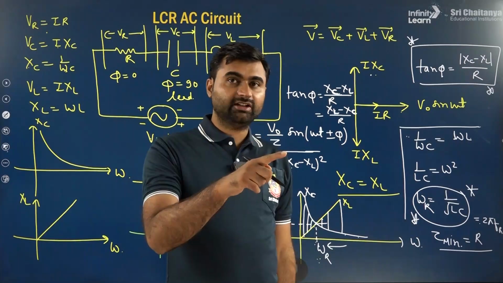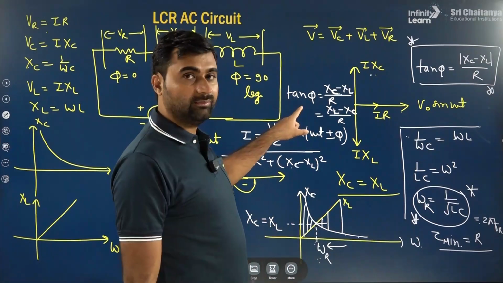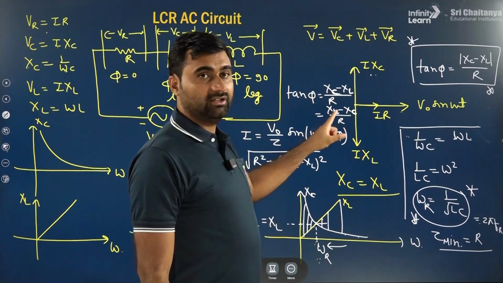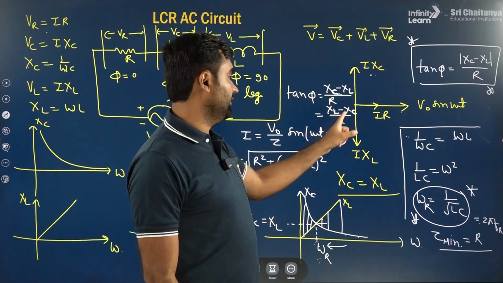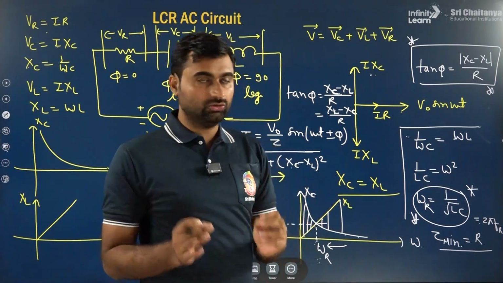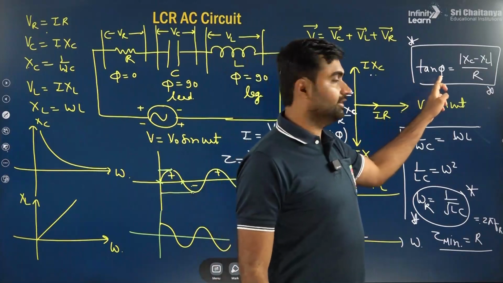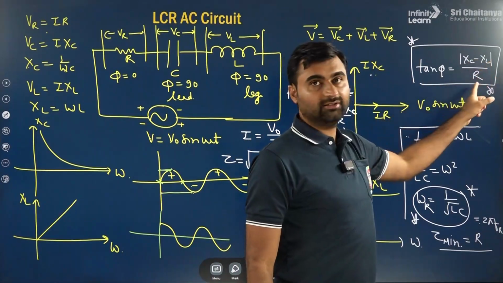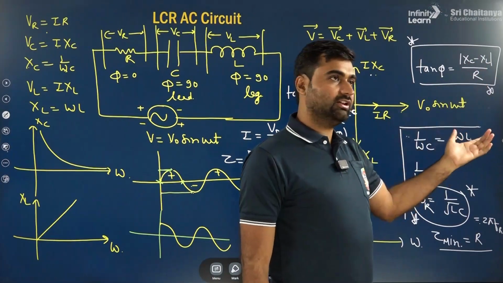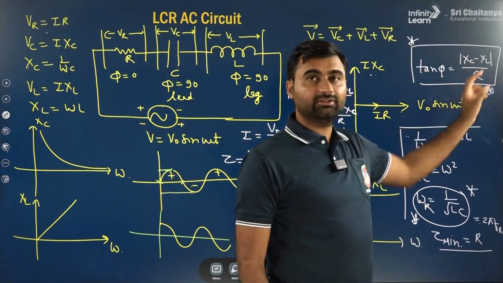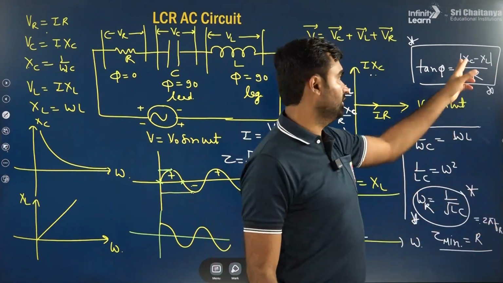If Xc is more than XL, then the phase difference formula is tan phi equal to Xc minus XL by R. If XL is more, then it is XL minus Xc by R. And I told you the shortcut also: you have to remember tan phi equal to mod of Xc minus XL by R. Whichever is greater, no problem. Mod is there, so you have to take the difference as positive.